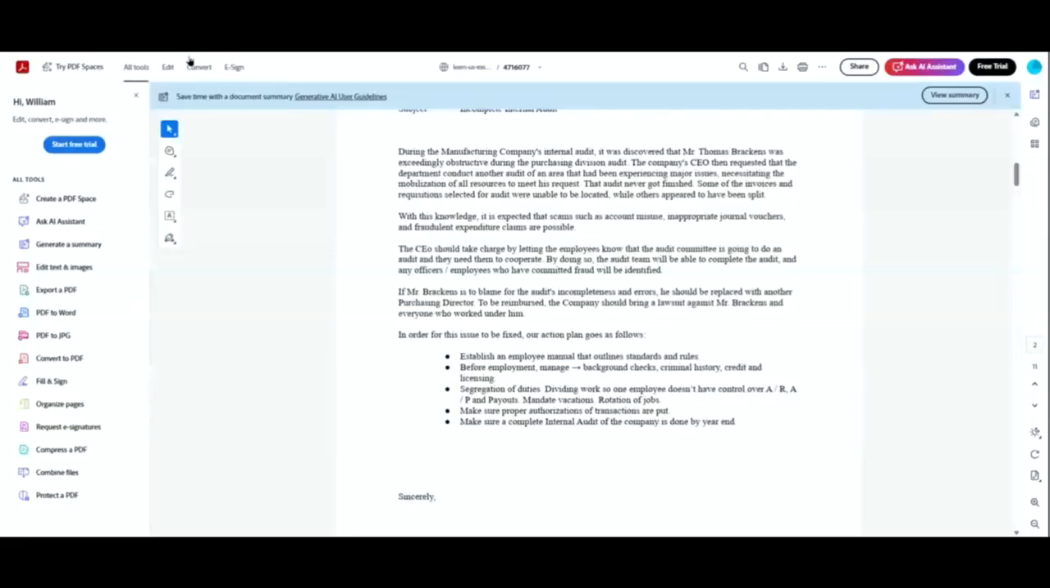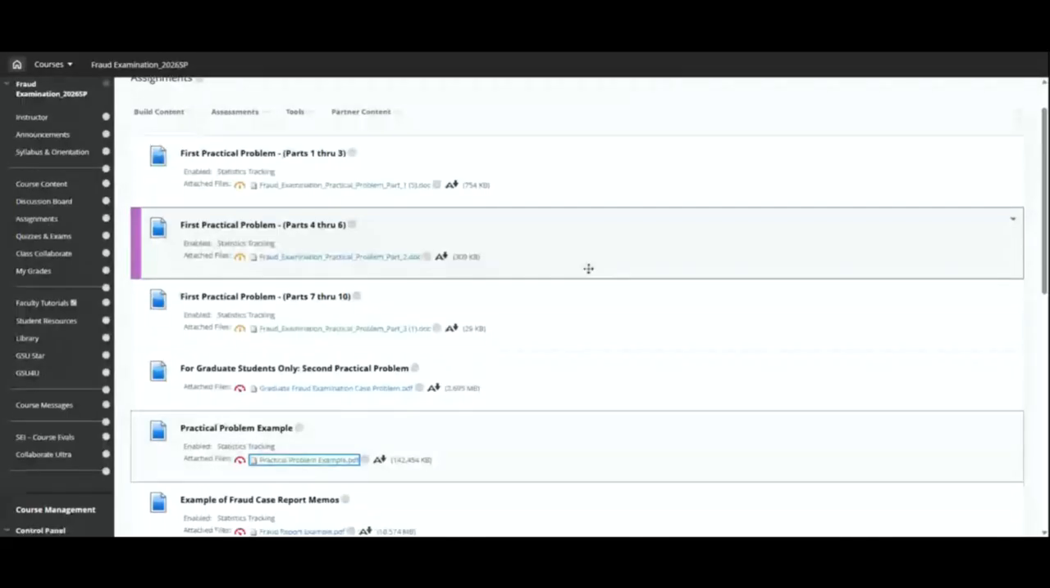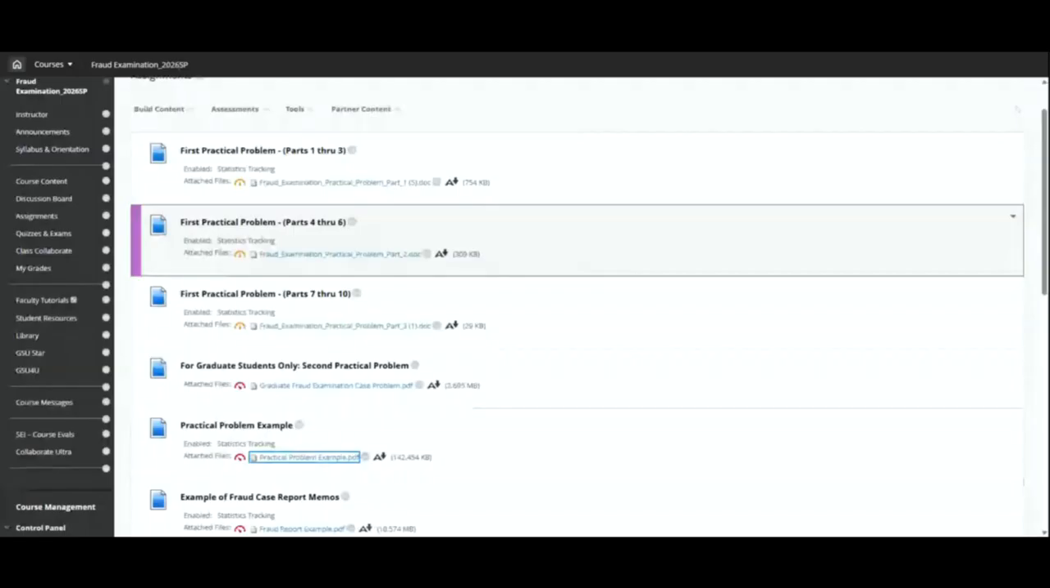So let me get rid of this and let's put up the Jenkins case. Now, unfortunately, the Jenkins case is called here the first practical problem. It has 10 parts. You are to do all 10 parts, but because of limitations on how much content you can put in per thing, it had to be broken up into 3 separate groups.